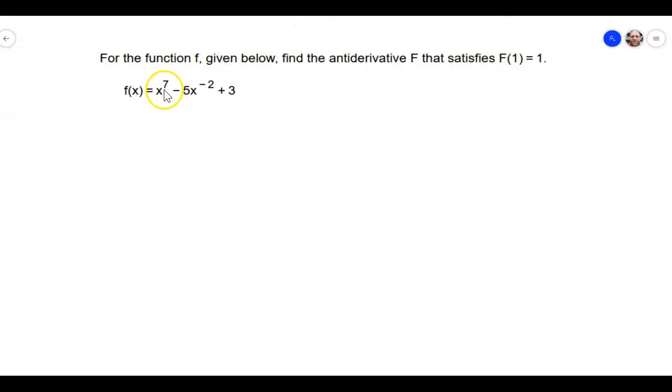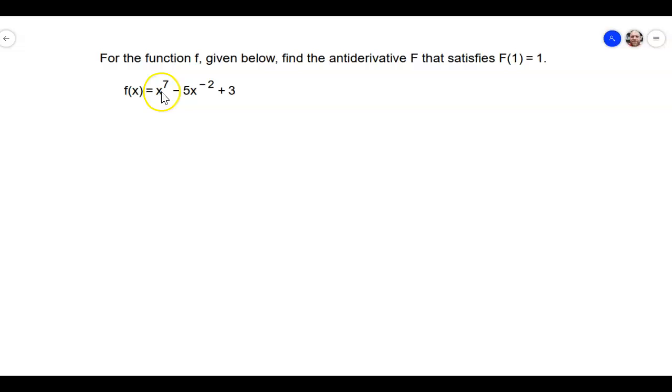So what we're going to do is break this up into three separate antiderivatives, and then we're going to use this additional information in order to solve for our constant of integration, c, and then we'll substitute that back in and finish it up from there.